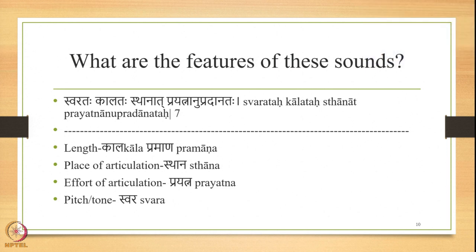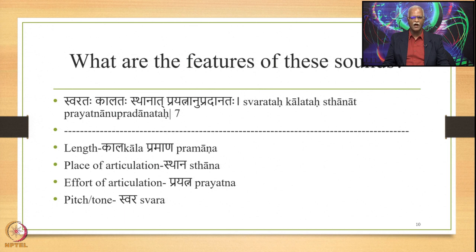So the features of these sounds are these: swaratah kalatah sthanat prayatnanu pradanatah. Swara, kala, sthana, and prayatna, these are those criteria. So let us look at them one by one. The first one is kala, also known as pramana, indicating the length that is required in order to produce a particular sound. That will distinguish that sound from the rest, also from the similar ones. Then there is place of articulation, also known as sthana. Then you have effort of articulation, also known as prayatna. And finally, swara, namely pitch or tone.